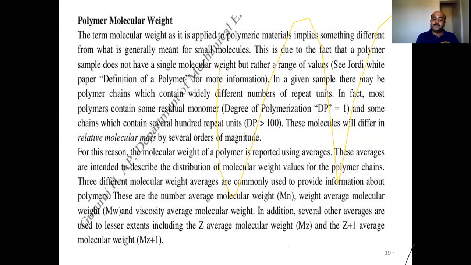For this reason, the molecular weight of a polymer is reported using averages. These averages are intended to describe the distribution of molecular weight values for the polymer chains, meaning how the molecular weight has been distributed across the structure. This is what we call the average molecular weights.